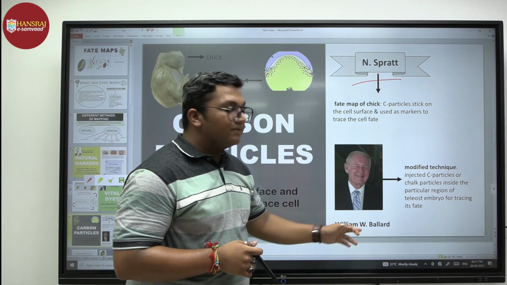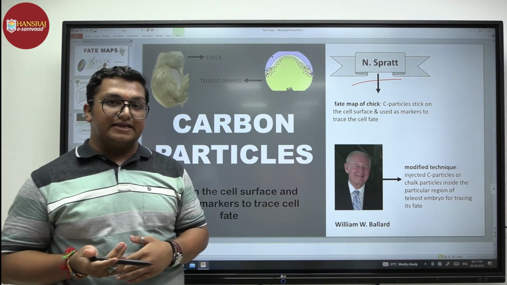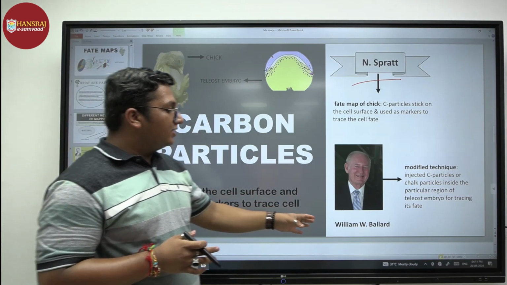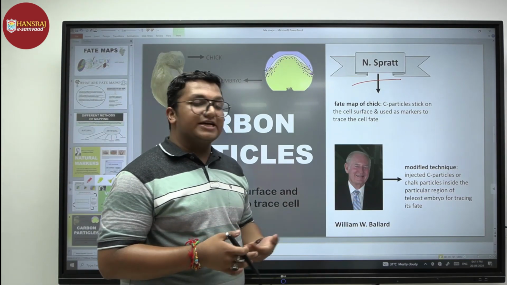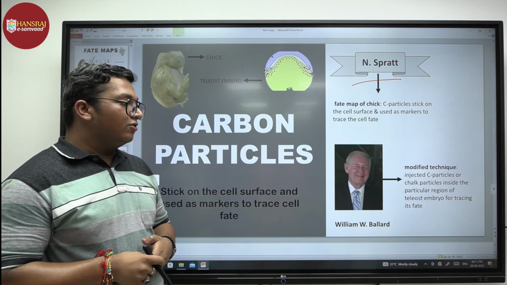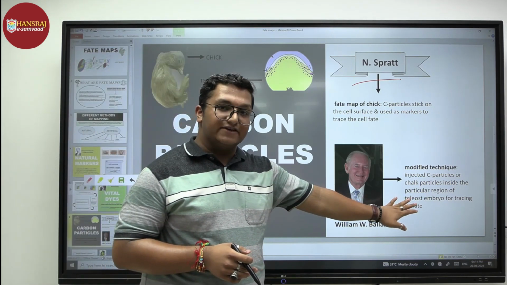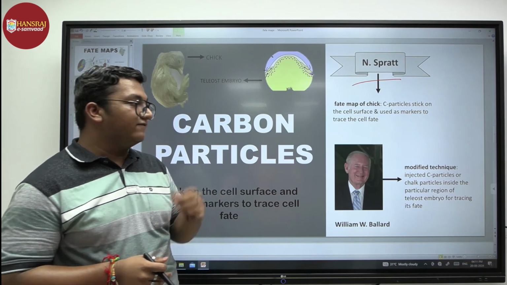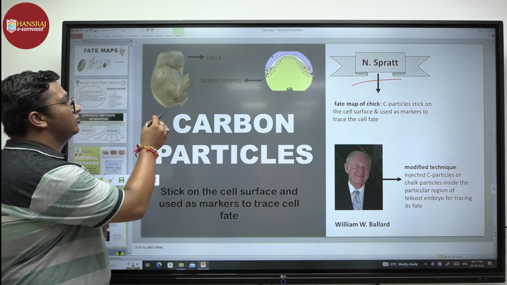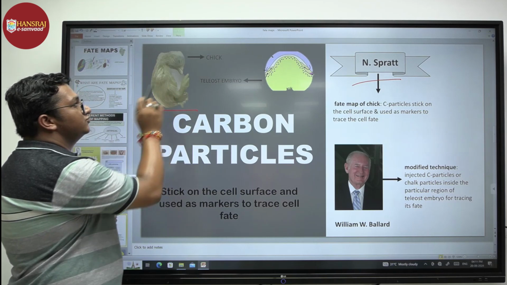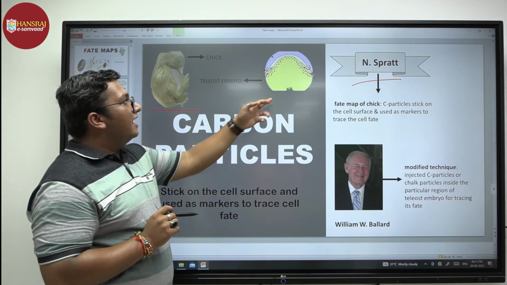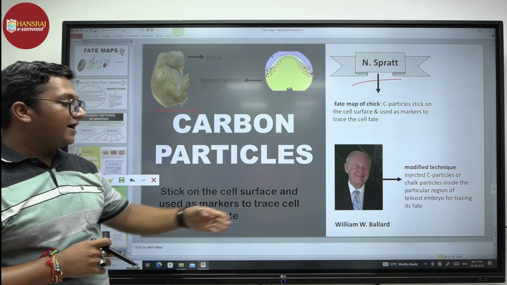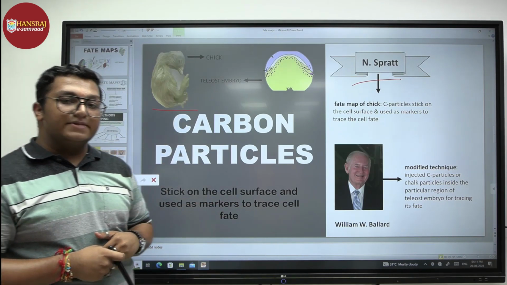And then William W. Ballard modified this technique. As we already know that carbon particles were sticking on the surface, what did he do? He injected the carbon particles into the embryo, into the teleost embryo, which is a fish for your knowledge, and he traced the cell movements to make the fate map. Here I have also put the picture of a chick whose fate map was made by N. Spratt, and this is a teleost embryo in which carbon particles were injected by William to make its fate map.